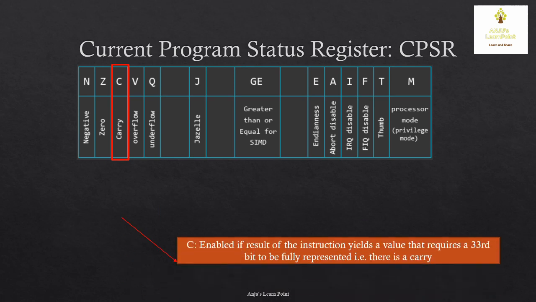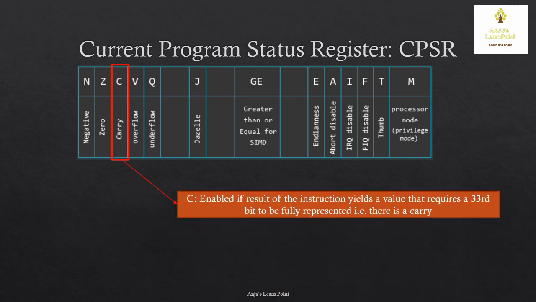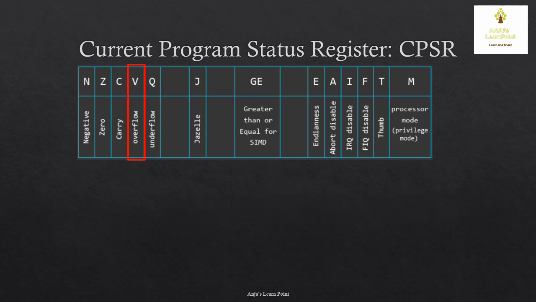Then we have the carry, or C. It is enabled if the result of the operation yields a value that requires a 33rd bit to be fully represented. That is, there is a carry generated. Within the 32 bits it cannot be stored, and there is a carry generated. That is, it requires a 33rd bit to fully represent the whole result. Then we can say that the carry bit is set.